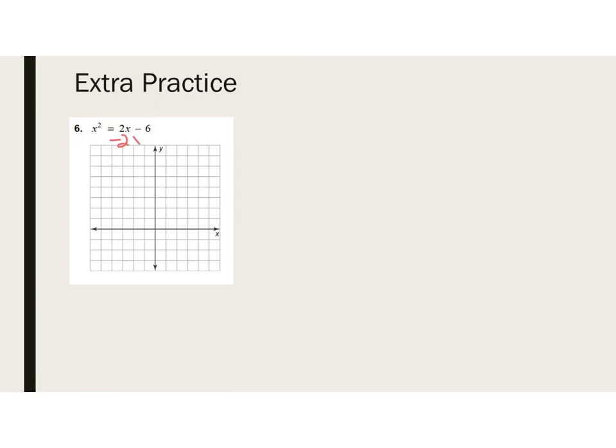Okay, so I'm going to subtract the 2x from both sides and add the 6. So that's going to look like x squared minus 2x plus 6 equals 0. And that is my ax squared plus bx plus c. So a is going to be 1. It's what's in front of the x squared. b is going to be a negative 2. And c is going to be 6. And you don't need c. I'm just sometimes in the habit of writing that.